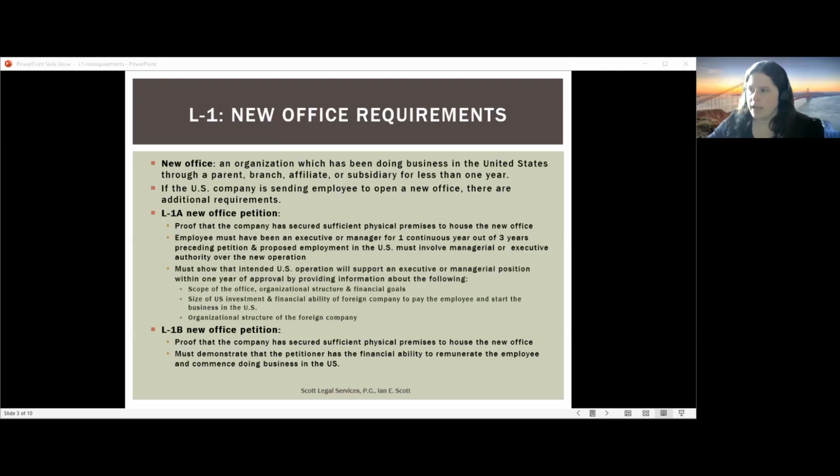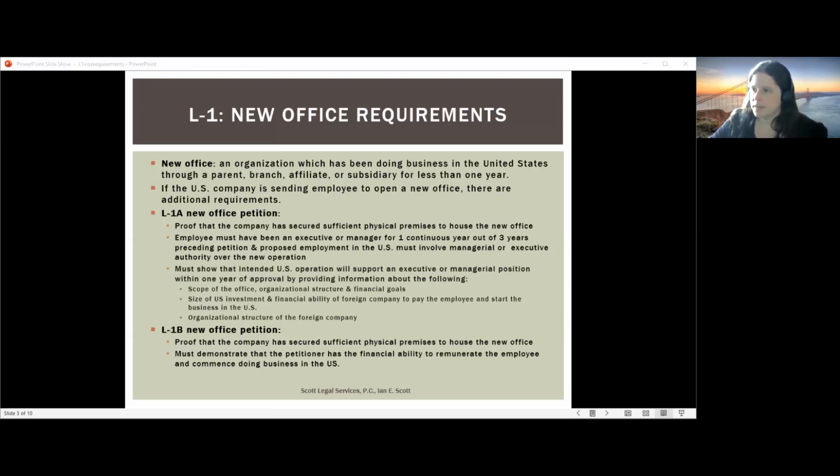And along with that, you have to show the scope of the office, the organizational structure, the financial goals, the size of the U.S. investment, financial ability of the foreign company to pay the employee and start the business in the U.S., and the organizational structure of the foreign company. And these are all important just to help the government feel comfortable that there's actually a viable plan to get the U.S. office started, and that the person who's coming to run that new office is going to qualify under the regulatory definition of employee of a manager or executive.